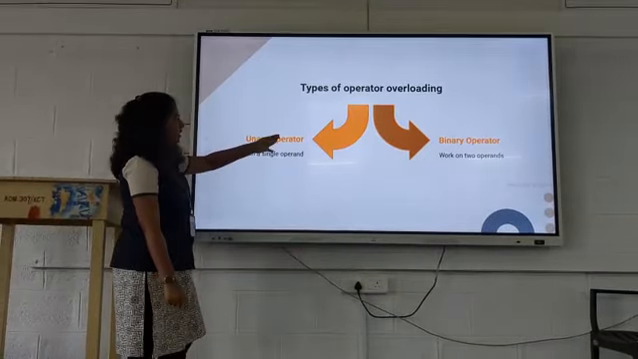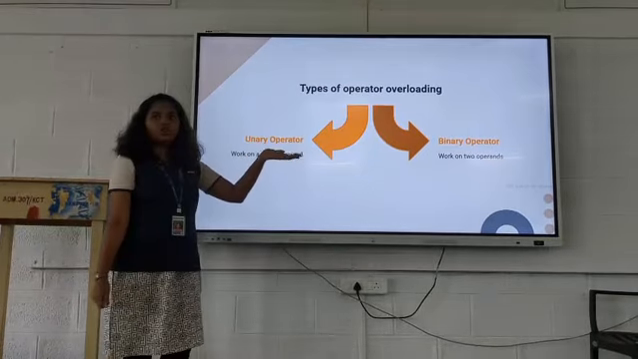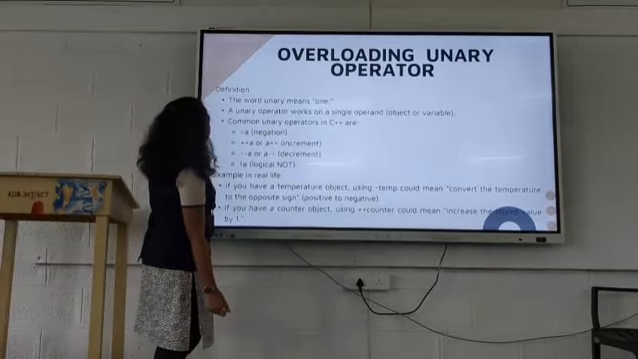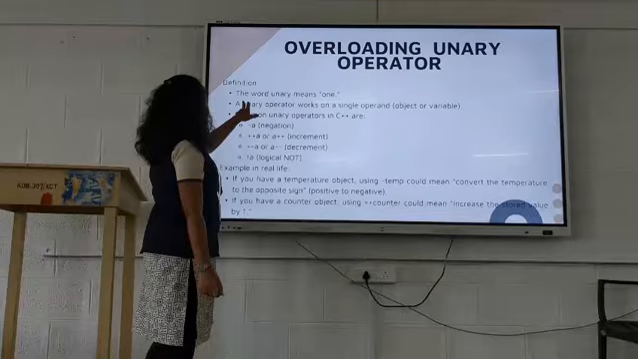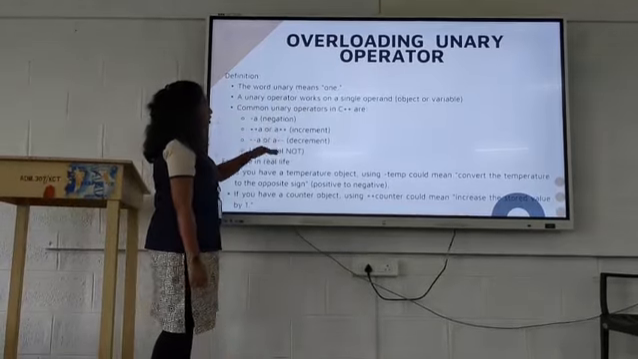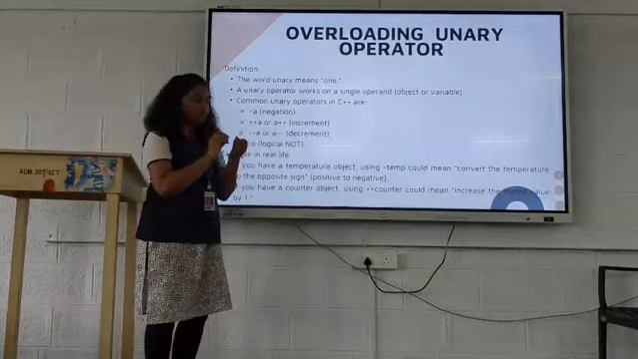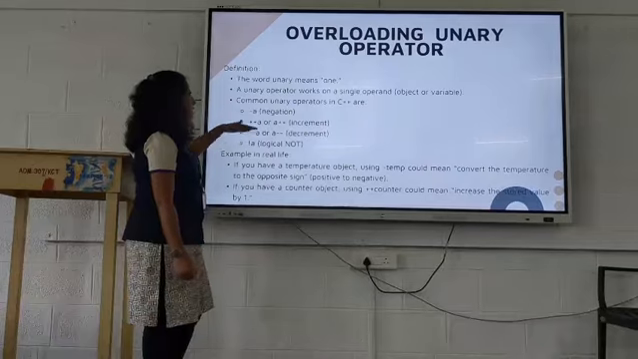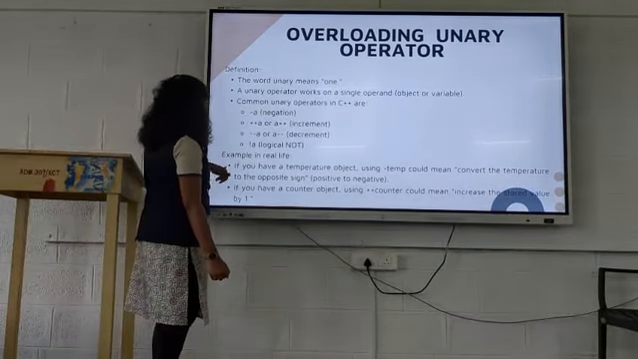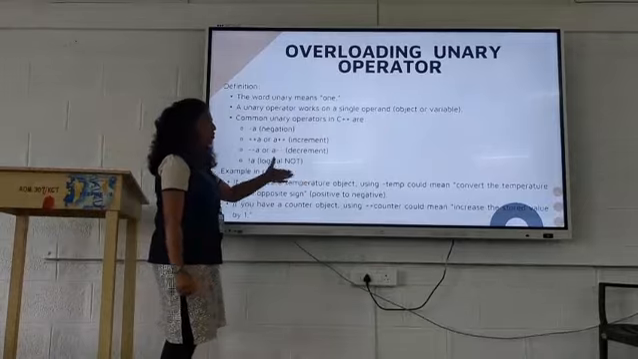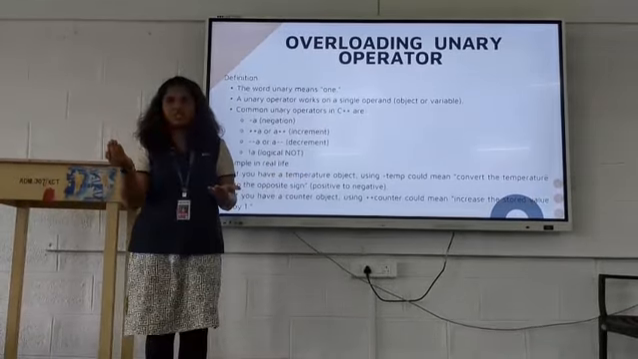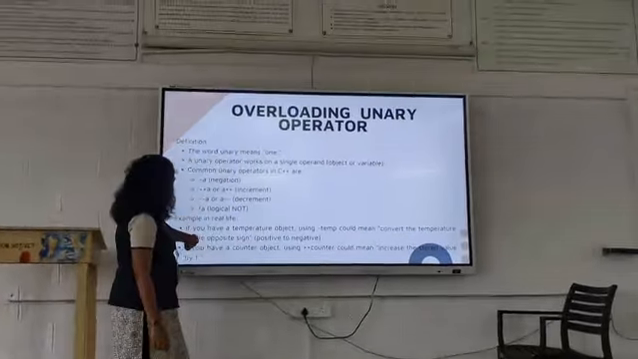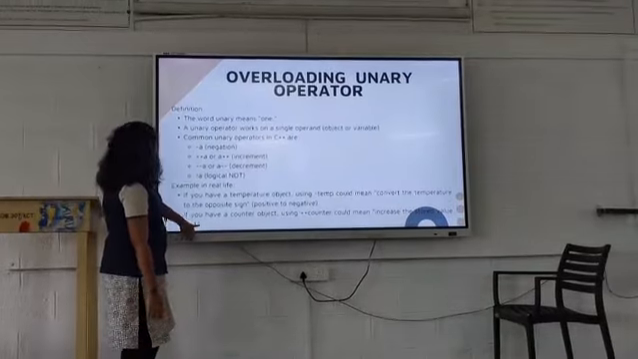So the two types are unary and binary. From the word we all know unary is 1 and binary is 2. In a unary operator, there is only a single operand. The basic things like increment, decrement, negation, and not all come under a single operand. A real life example: if I give you a temperature and you want the negation of the temperature, when you use the minus sign, you convert the temperature to the negative side. That is the opposite side.